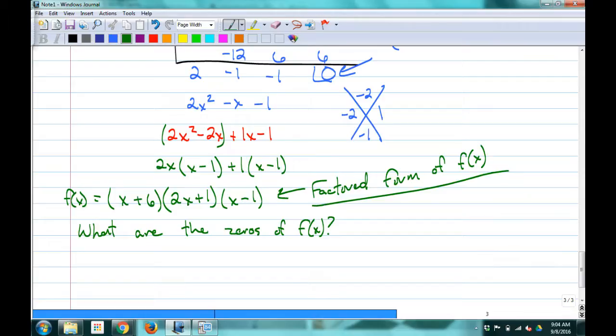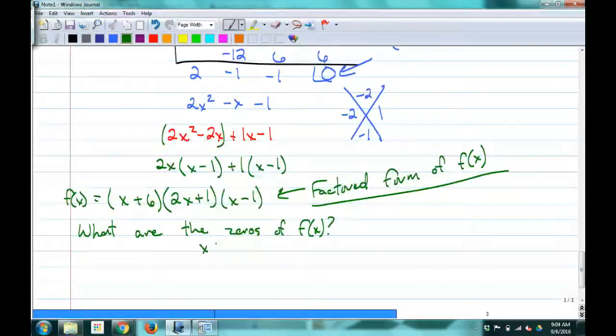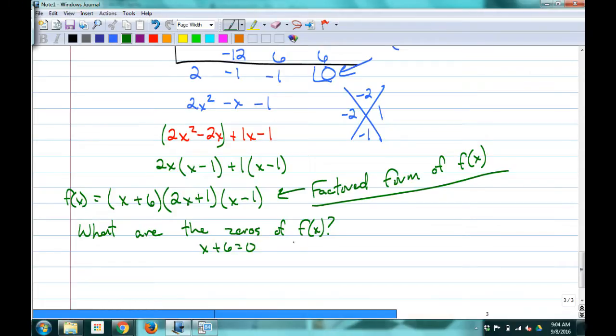How many should there be? There should be 3, because what was the degree of the original problem? 3. So there should be 3 zeros to this thing. Set each one of those factors equal to 0. The 2x plus 1 gets you -1/2, and then x minus 1. X equals -6, x equals -1/2, x equals 1.